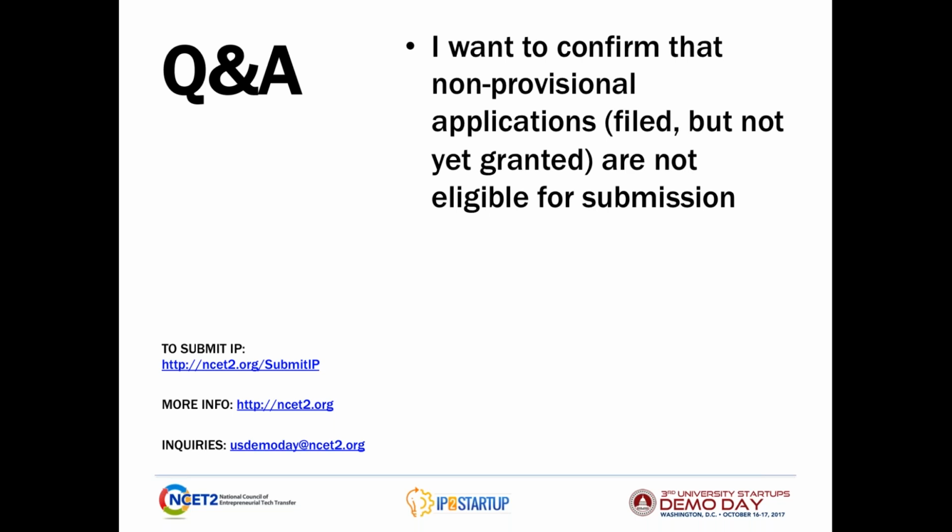I want to confirm that non-provisional applications filed but not yet granted are eligible for submission, or not eligible. Actually, they are. So it wasn't clear maybe on the presentation, but they are eligible. We will look at... wait a minute, filed. I'm a little confused here. If it's filed, it could be a provisional application that isn't completely filed for a full patent, as long as you have some protection.